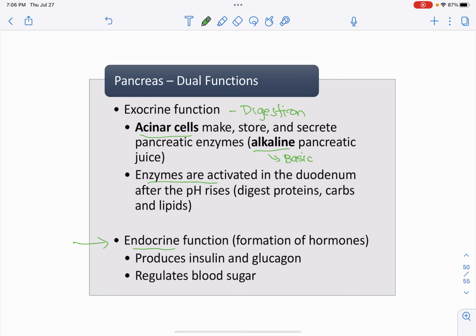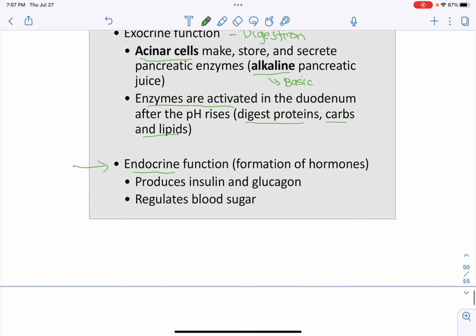So these enzymes are going to be activated in the duodenum as soon as the pH raises. And these enzymes are going to digest proteins, carbohydrates, and lipids. That's the role of the pancreas. It also has another role. Again, it's an endocrine role, and it's involved in the production of insulin and glucagon. And this is what is going to regulate our blood sugar levels.